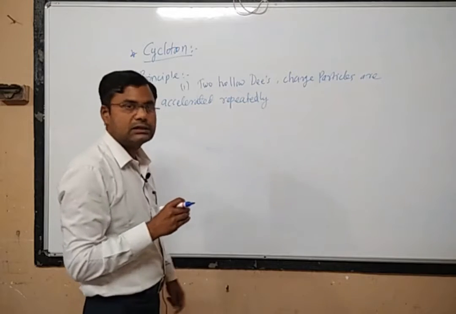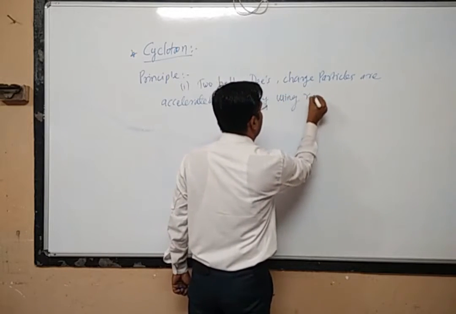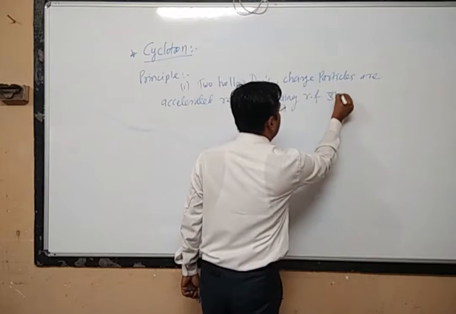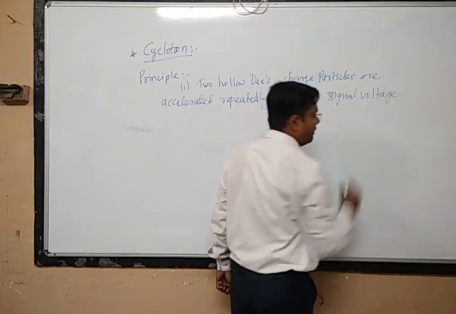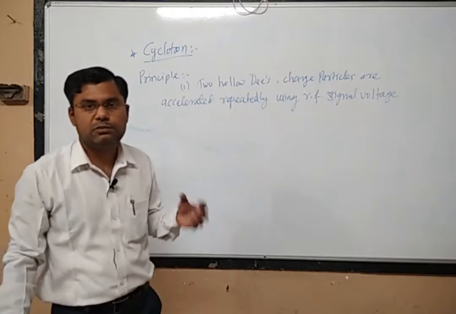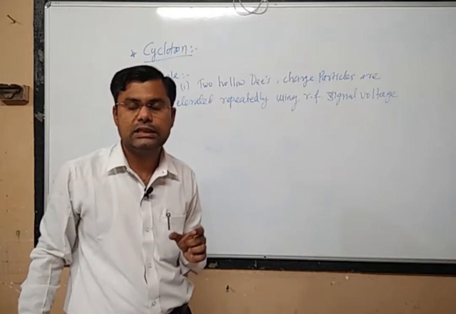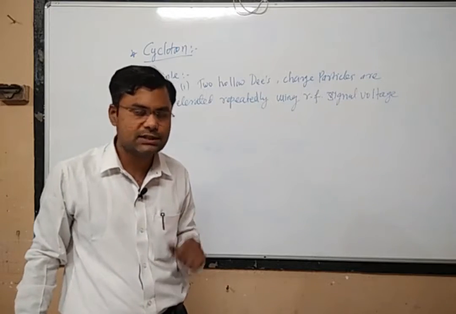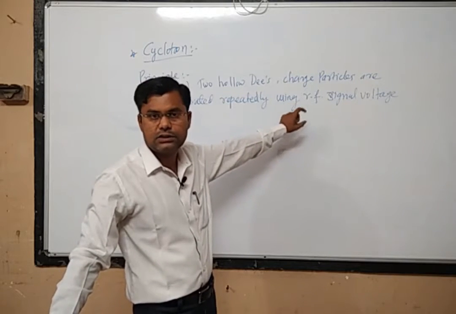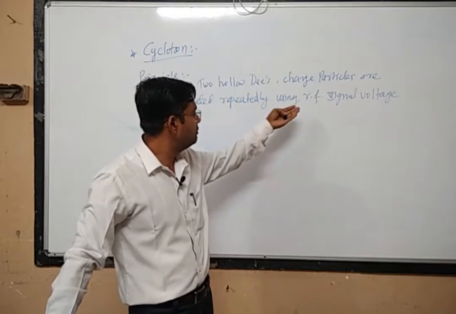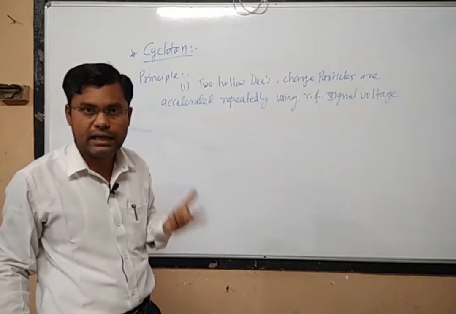using RF signal voltage. So there will be the charged particle, and this charged particle will be accelerated between the two Ds. These Ds are hollow structures. We apply the RF signal voltage across these two Ds, and with the help of this RF signal the charged particle will be accelerated and acquire very high energy.